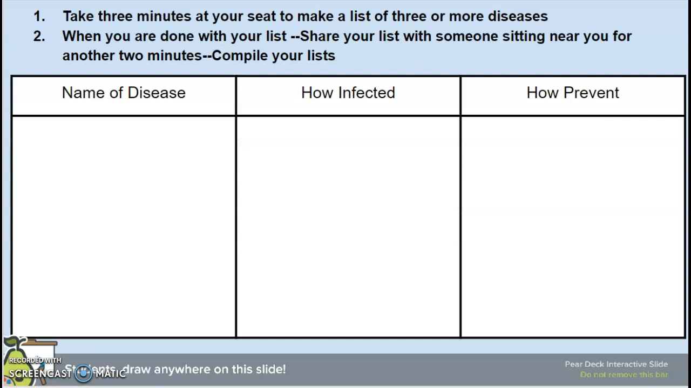So just going through each of these slides to make sure we're understanding this one, just very simple. You're going to do this by yourself. Take 3 minutes at your seat to make a list of 3 or more diseases. When you're done, share your list with someone that's sitting near you for another 2 minutes and add those together. So if they have ones that you don't have, or if you have ones that they don't have, you have a more complete list when you're done.